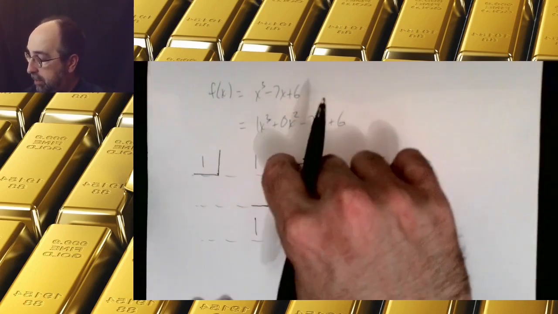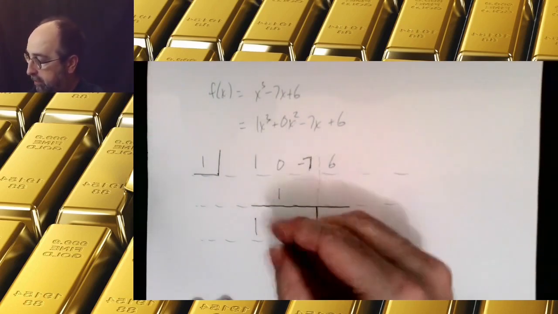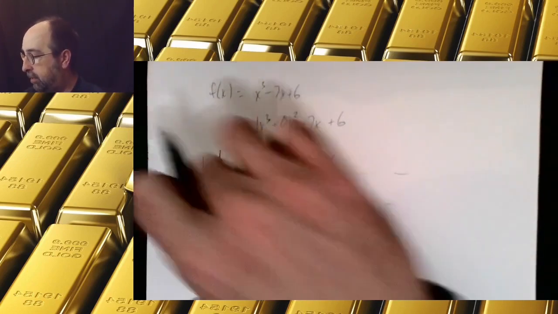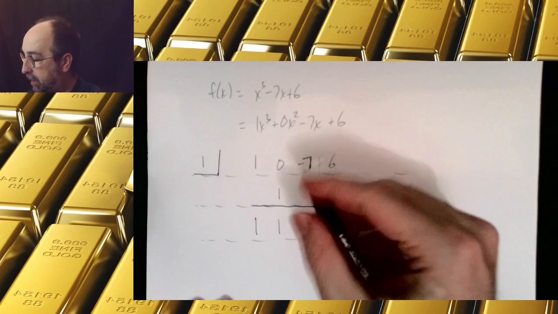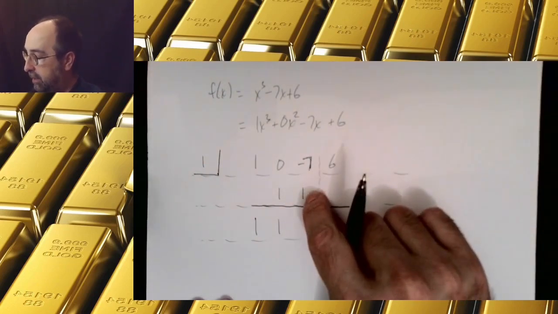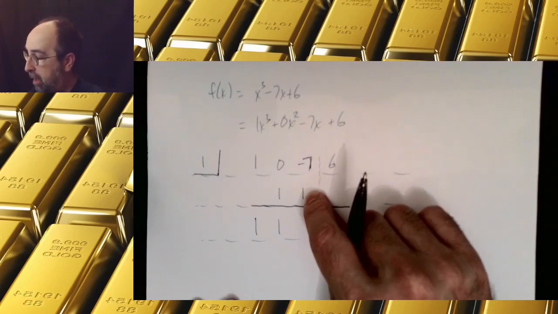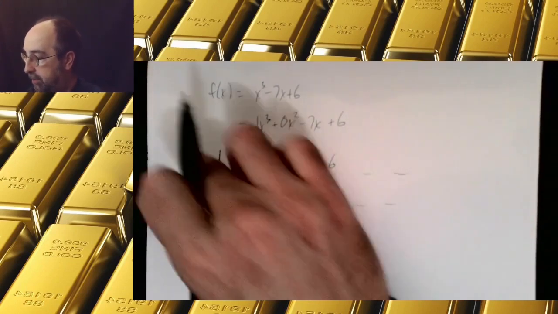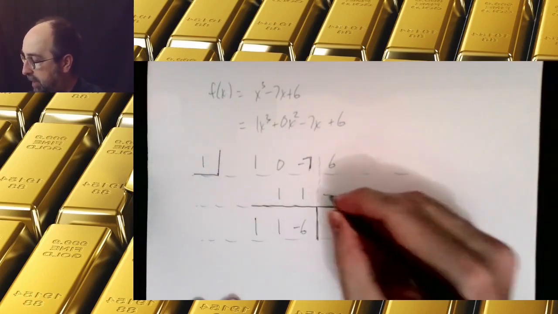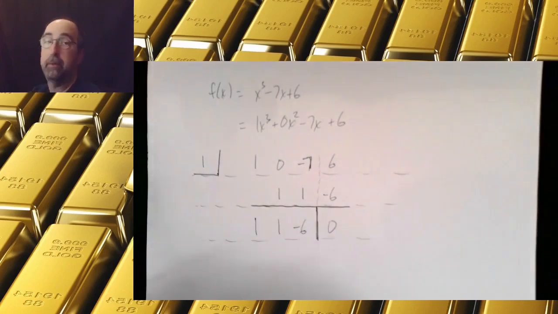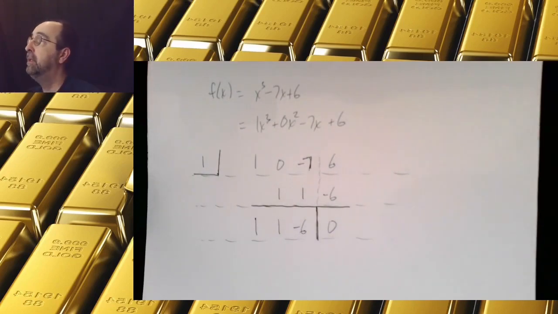So when we do 0 plus 1, because we're going vertically, we get a 1. And when we multiply the upper left corner by this 1, we get 1 times 1 is 1 again. So I put a 1 on the second row in the next column. Now negative 7 plus 1 would make negative 6, and positive 1 times negative 6 is negative 6. And when we add these together, we get 0. So there really is a 0 remainder.